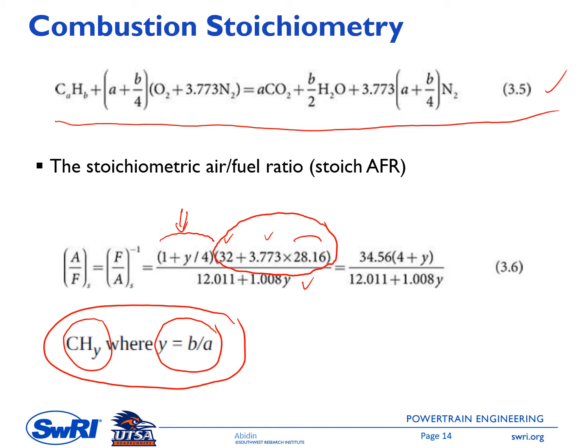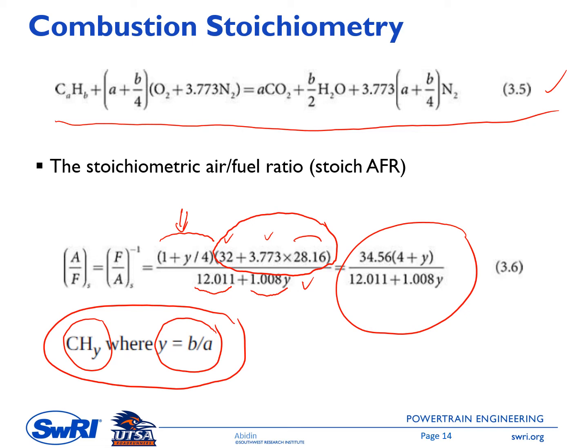And then at the bottom here is the mass of fuel. So once again we have CHY, so it means we have 1 mole of C, the mass of C is 1 times the molecular weight of C, 12.011, and this is the mass of hydrogen. So we have Y moles of hydrogen, so the mass of hydrogen is 1.008, the molecular weight of hydrogen, times Y, and we get this one. So equation 3.6 here is the stoichiometric air-fuel ratio of a fuel with the chemical formula or combustion formula of CHY.